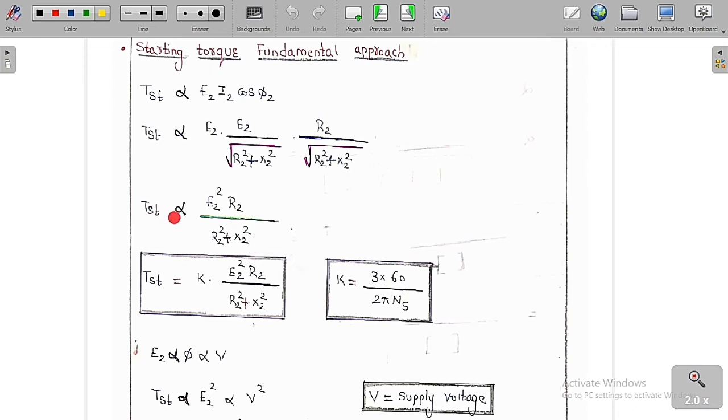So if you want to remove the proportionality constant, keep a constant which is called K. So starting torque is equal to K into E2 square R2 by R2 square plus X2 square. I have already told you K is nothing but 3 into 60 by 2 pi capital NS. All these things we have already studied in our previous classes.